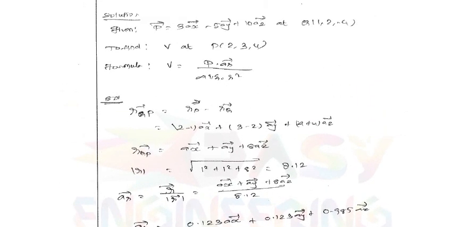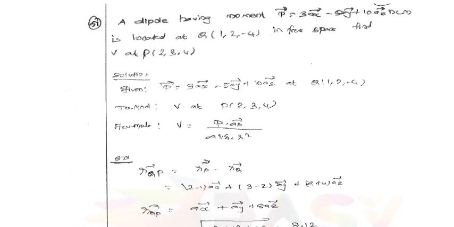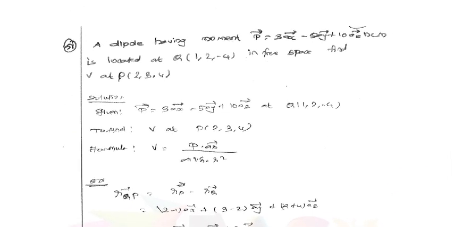Right. Now let us see a problem regarding this. Let us see the problem first. What are the things asked? A dipole having a moment P vector is equal to 3 ax vector minus 5 ay vector plus 10 az vector.